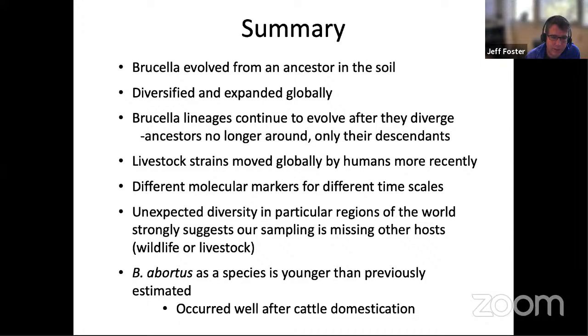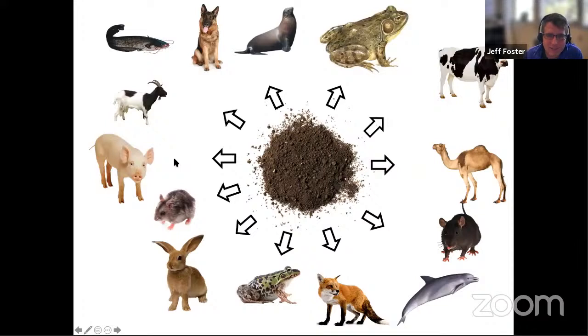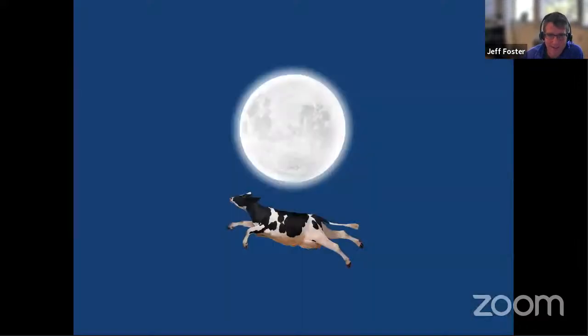But whenever we look elsewhere, we're finding Brucella, and this includes a whole range of other vertebrate hosts. And interestingly, Brucella abortus as a species is younger than previously estimated, and it occurred well after cattle domestication. And with that, I will take questions, and thank you for your attention.